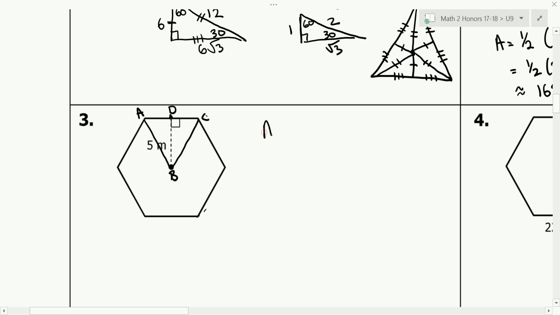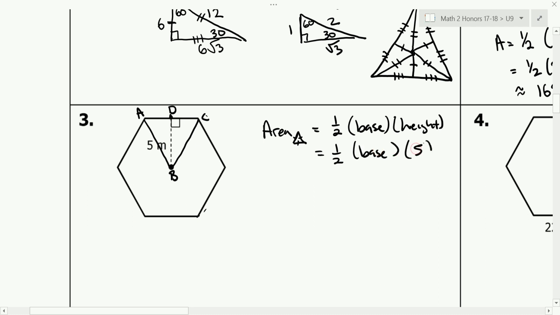The area of my equilateral triangle ABC is going to be 1/2 base times height. Do we know any of those? We know the apothem, which is the height. So it's 1/2 the base times 5. If we can find the base length, then we're good. This is an equilateral triangle, so angle BAD is 60 degrees. This is a 30, 60, 90 if we cut it down the middle, right?